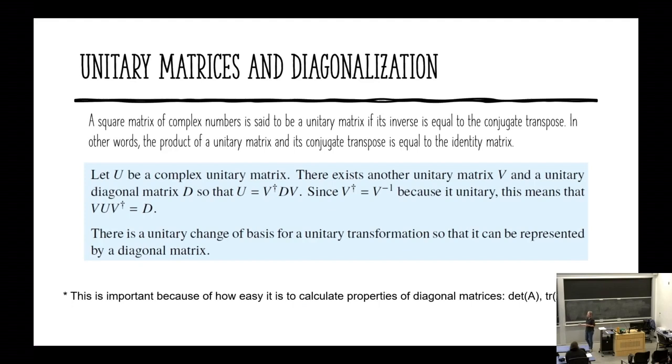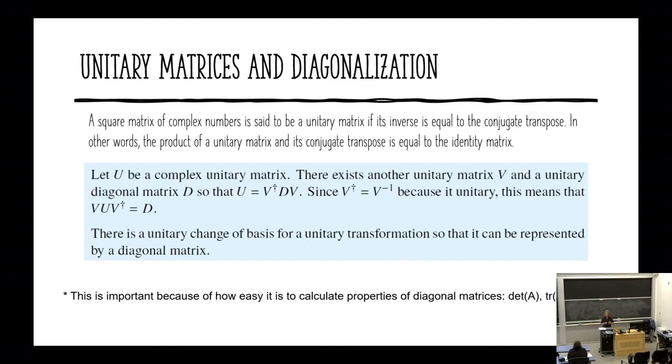All right, back to unitary matrices. So since unitary matrices are so important for quantum computing, they have special properties regarding being transformed to diagonal matrices. We talked about it a little bit already, but a unitary matrix is a square matrix of complex numbers whose inverse is equal to its conjugate transpose, or its adjoint. So if I take the product of a unitary matrix and its conjugate transpose, that gives me identity.